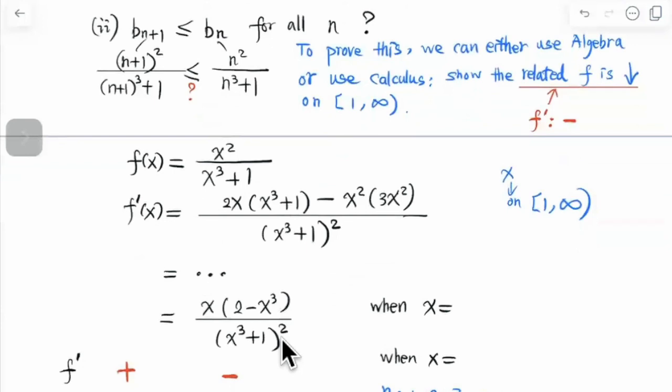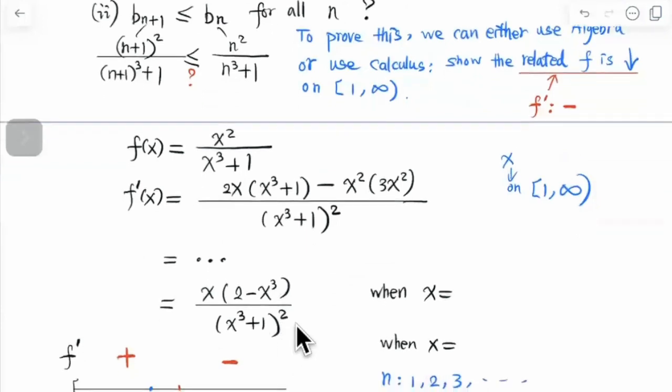Now we want to find the critical numbers. A critical number is a number in the domain such that either the derivative equals zero or does not exist. Now this expression will be equal to zero when x equals zero or the cube root of 2. The only way to have this equal to zero is the numerator equal to zero. The numerator here has two factors. The first factor is x. So x equals zero, or this factor 2 minus x cubed equals zero. When 2 minus x cubed equals zero, x equals the cube root of 2.